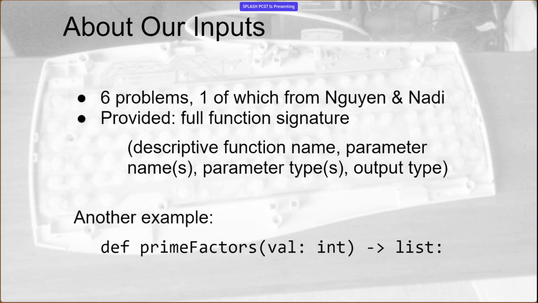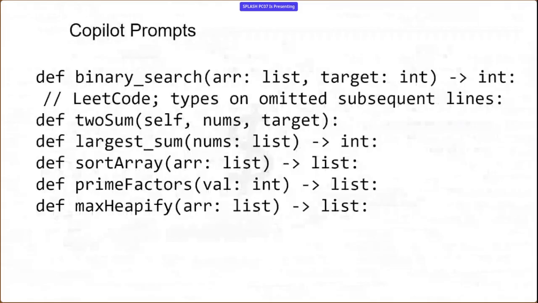I've showed you one before. Here's another example. The key information here is really the keyword prime factors. If we think about this, it's what it's going to use as a primary input. And then there's also the types: the types of the parameters and the names of the parameters. Names are a thing as well. And then a return type here. So: descriptive function name, parameter names, parameter types, and output type. These are all the inputs that we gave to Copilot, right? So we had binary search, then the 2 sums LeetCode problem, largest sum, sort array, prime factors, and max simplify. We did the first 4 and not the last 2.